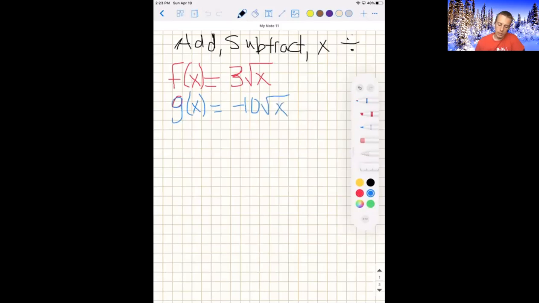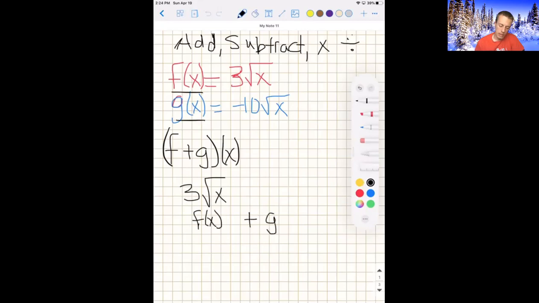Okay, and so we can ask ourselves the question, hey, what do we get if we have f plus g of x? And all this really means is we're going to take the function f of x, and then we're going to add g of x. So we would say, all right, 3 times the square root of x, that's our f of x piece. And then we're going to add g of x. So we would add a negative 10 square root of x.